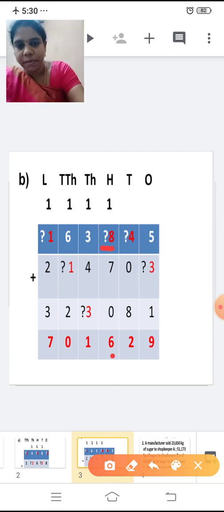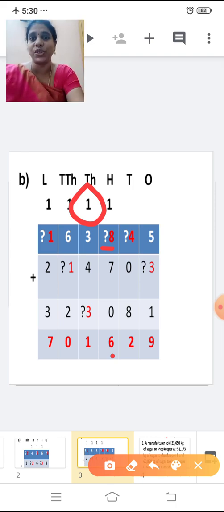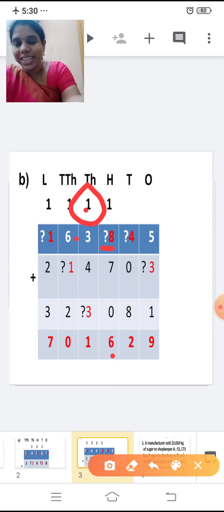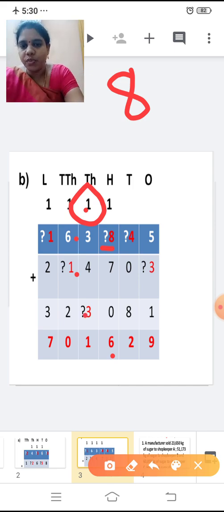So that 6 I'm writing it here. 1 is carried over, right? Don't forget to add this carry over, children. Now let's add the thousands place now. 1 plus 3 is 4. 4 plus 4, 8. With 8, what number I should add so that the unit place is 1?